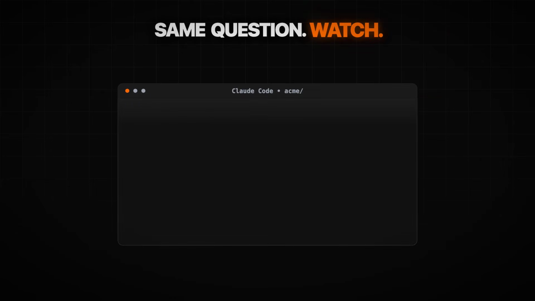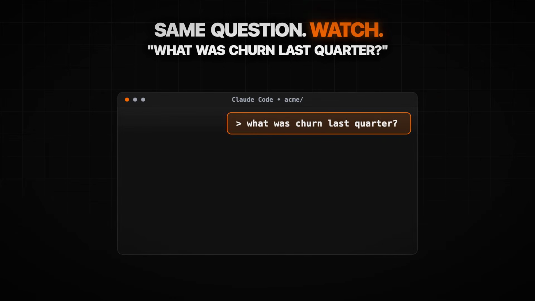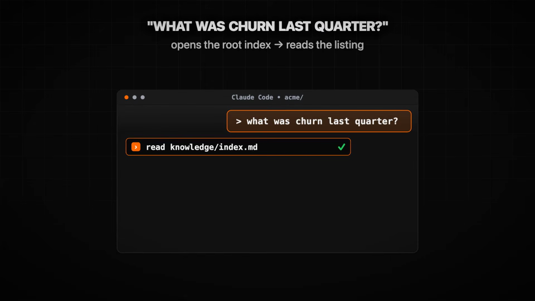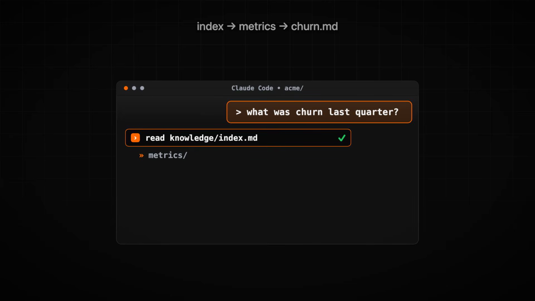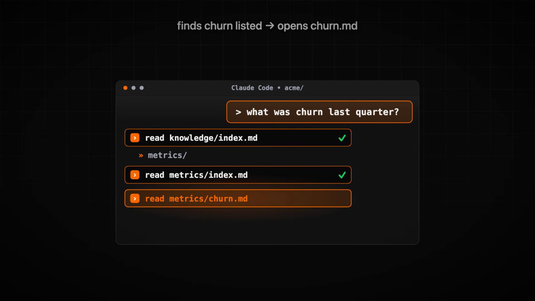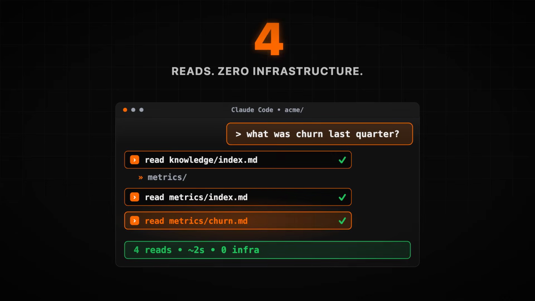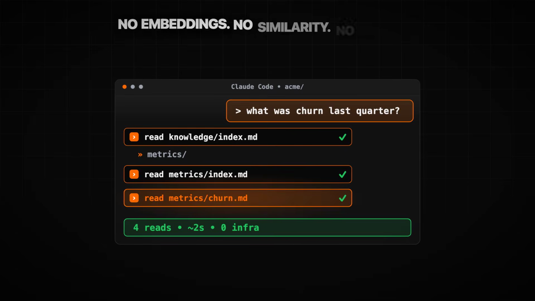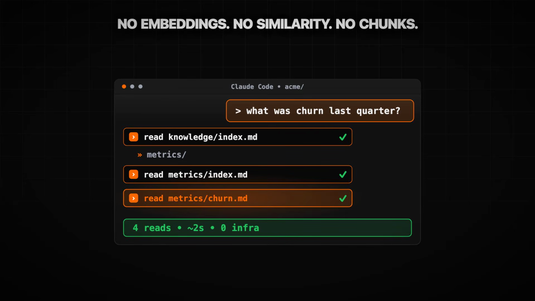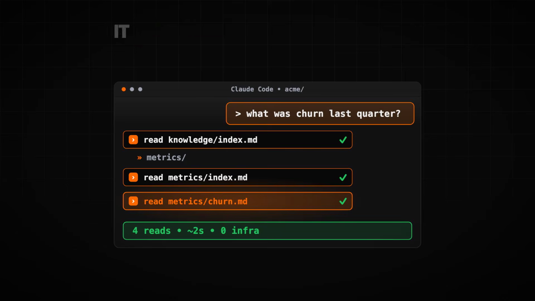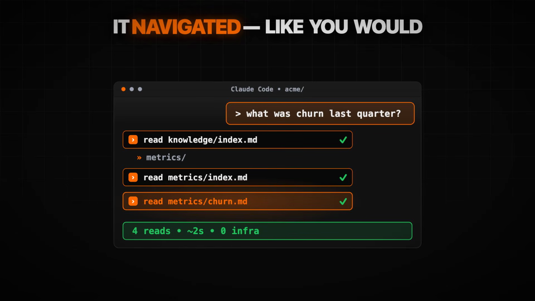Same question as before. What was churn last quarter? Watch the moves. The agent opens the root index, sees that metric definitions live in metrics, routes there, opens that folder's index, finds churn listed, opens churn.md. 4 reads, about 2 seconds, 0 infrastructure invoked. Notice everything it did not do. No embedding lookup, no similarity scores, no top 5 chunks. It navigated to the answer the way you would.